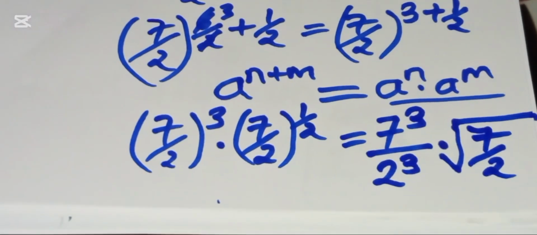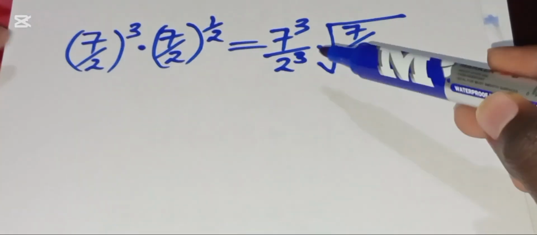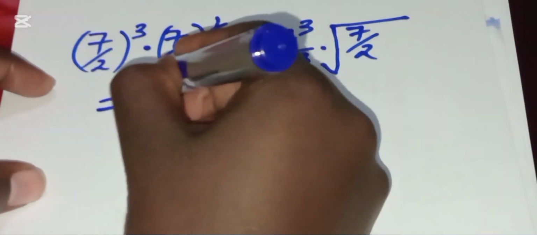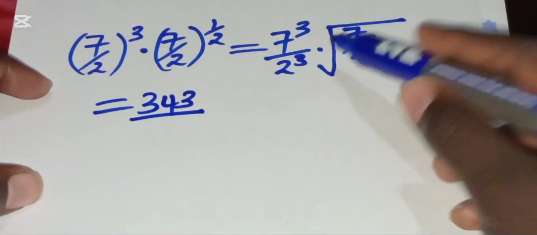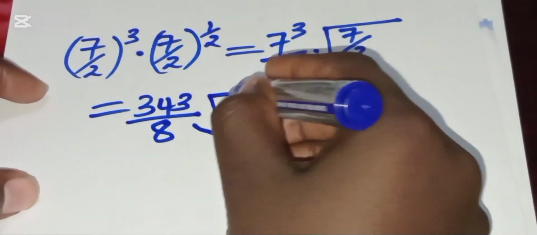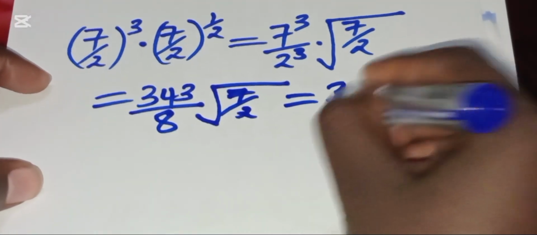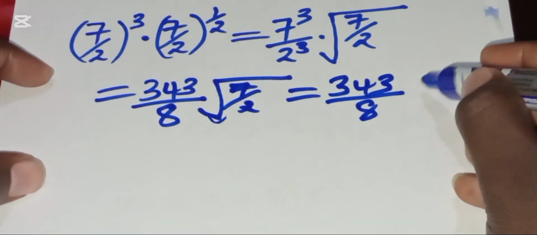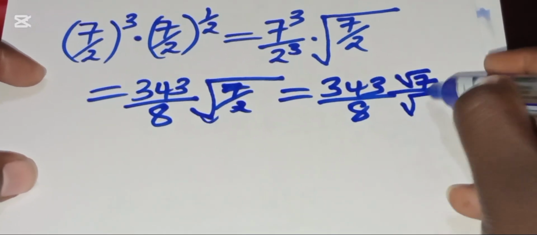Okay, now let's proceed. From what we have, we find that 7 raised to power 3 divided by 2 raised to power 3 is the same thing as 7 cubed, which is 343, divided by 2 cubed, which is equal to 8, multiplied by square root of 7 divided by 2. Now from what we have here, the square root of 7 divided by 2 can also be rewritten as square root of 7 divided by square root of 2.